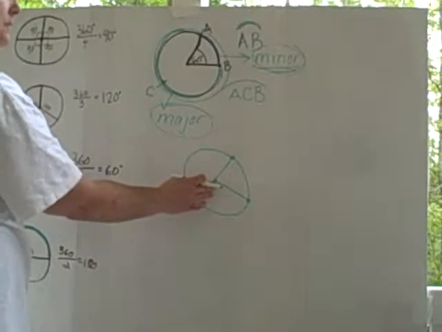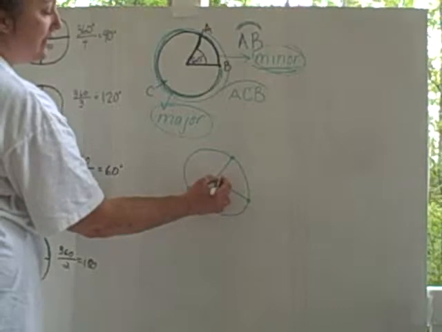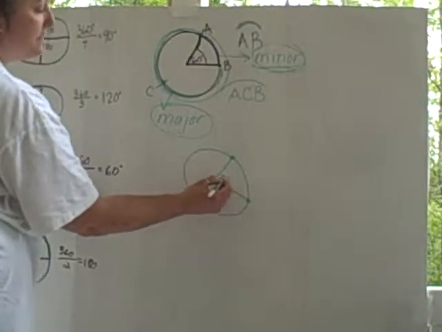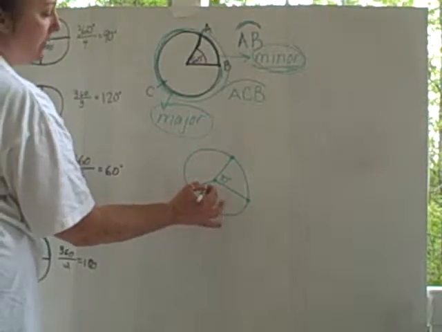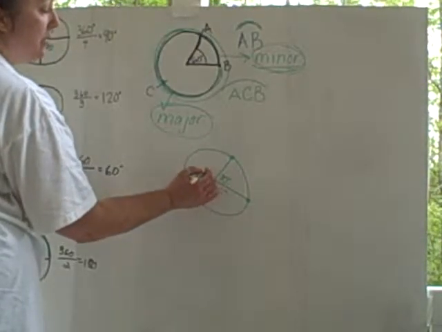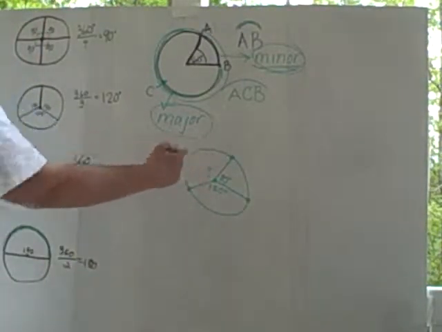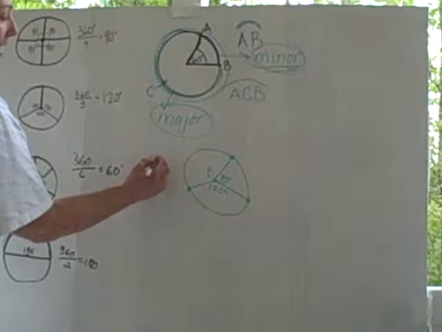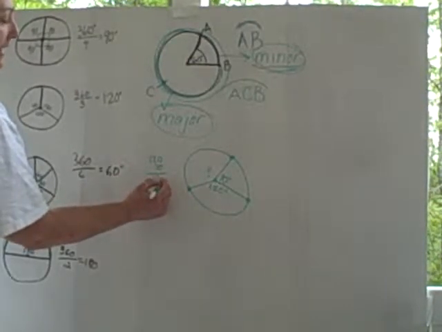I'm going to tell you that this little piece right here, let's say is 70 degrees. And let's say that this piece right here is, let's say 120 degrees. Can you tell me what this piece is right here? How would we figure that out? I would add the 120 with the 70 to get 190.